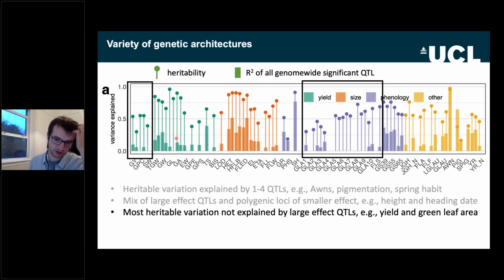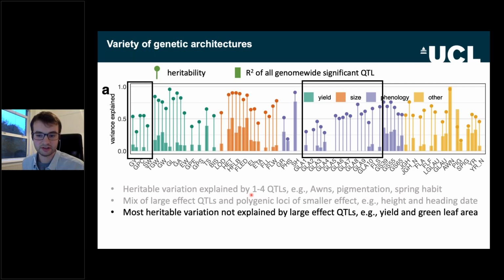And finally, I'm pointing at some traits where there's either no loci that reach genome-wide significance, this is green leaf area measured at different time points, or the QTLs only account for a small fraction of the heritable genetic variation. And these are grain yield and protein content here.